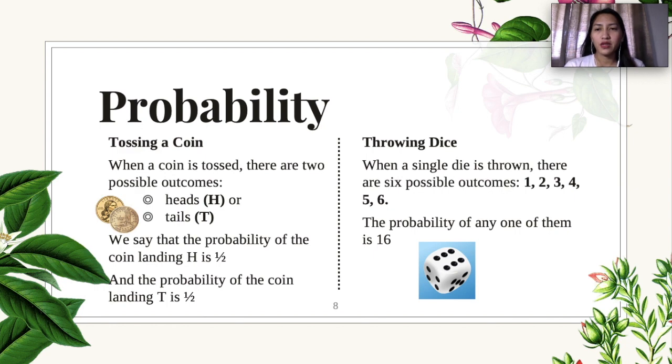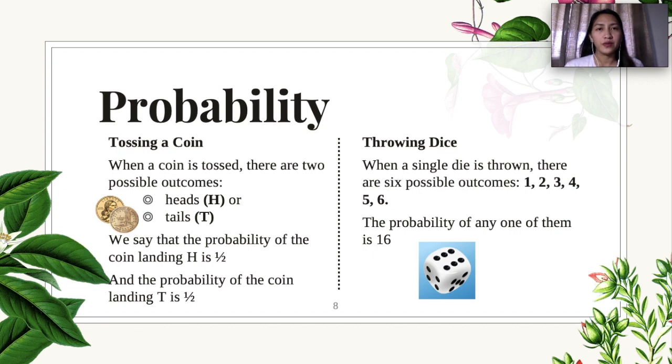In tossing a coin, when a coin is tossed, there are 2 possible outcomes: heads or tails. As you can see here in this picture, when you toss a coin, you can either have heads faced up or tails faced up. So we can say that the probability of the coin landing heads is 1/2 or 0.5. And the probability of the coin landing tails is 1/2 also, or 0.5, because you only have 2 options.